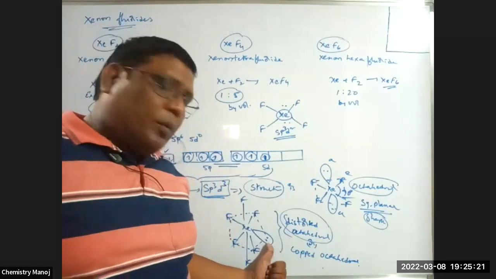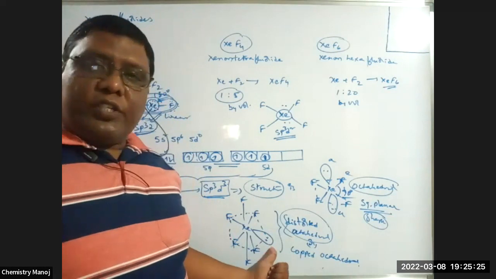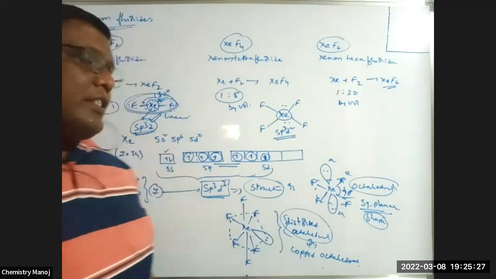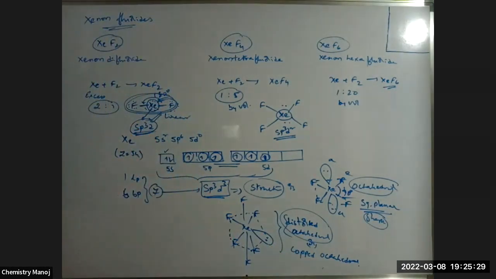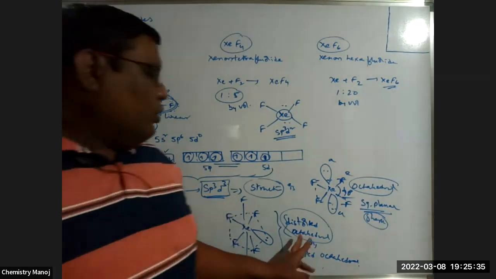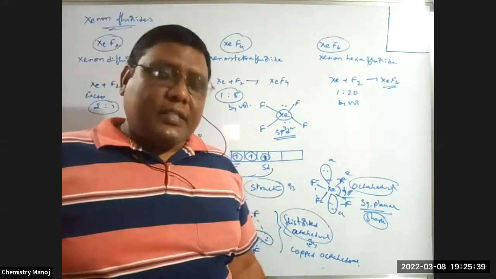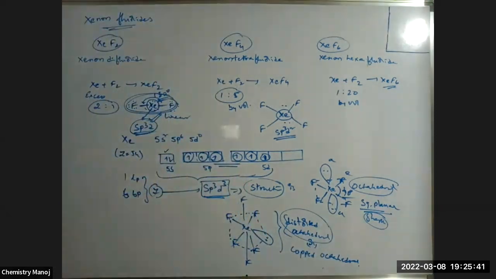Equatorial. The lone pair is at the equatorial position. So because of the lone pair, the structure is deviated and finally leads to distorted octahedral, which is also called capped octahedral.